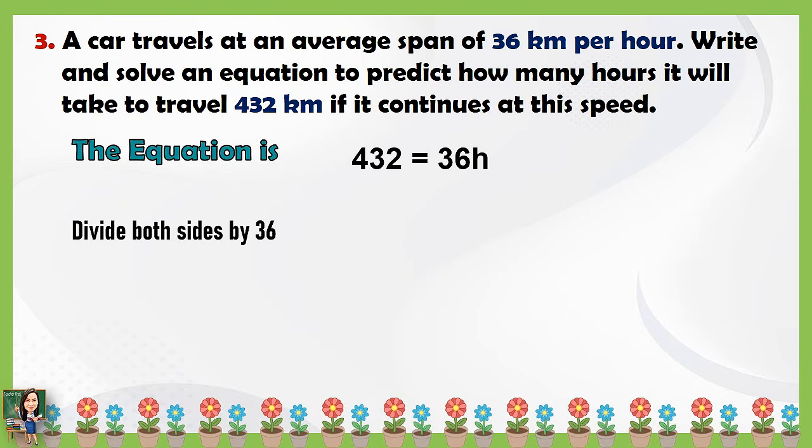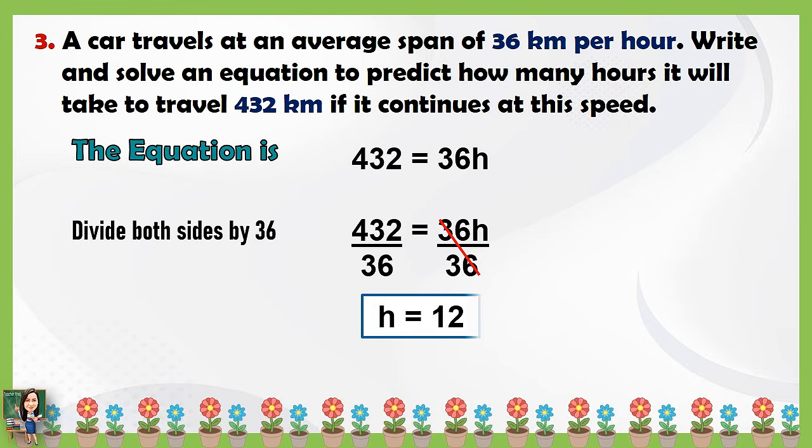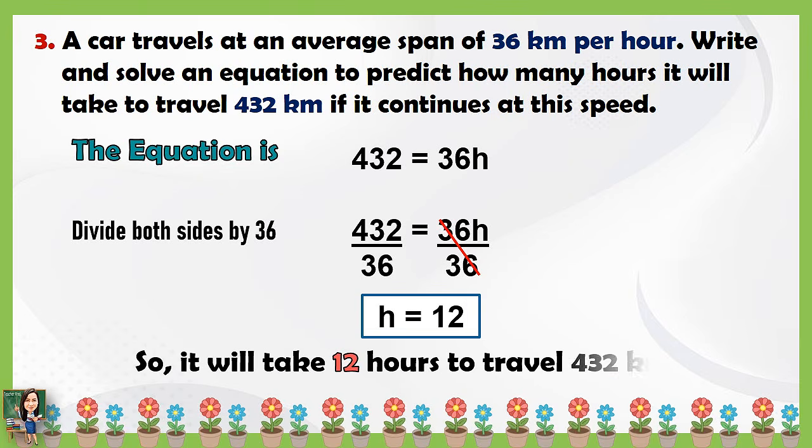Divide both sides by 36. 432 divided by 36 equals 36h divided by 36. Cancel 36 over 36. The remaining is h. Then 432 divided by 36 is 12. H equals 12. So it will take 12 hours to travel 432 kilometers.